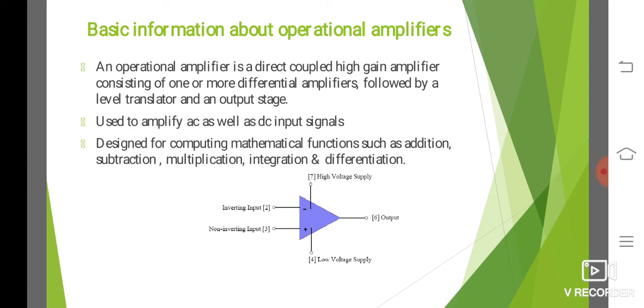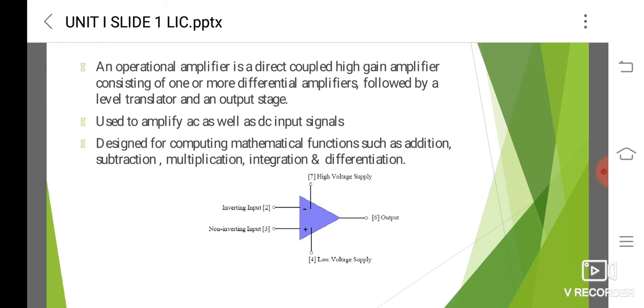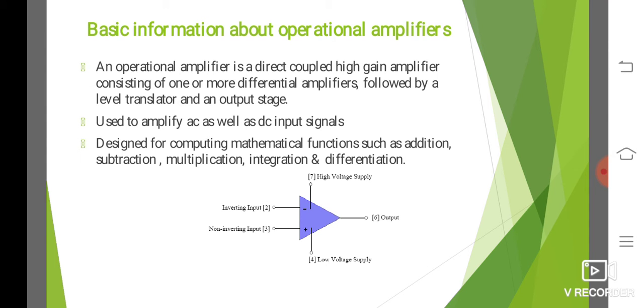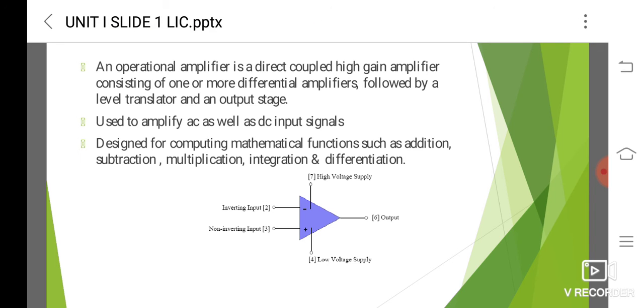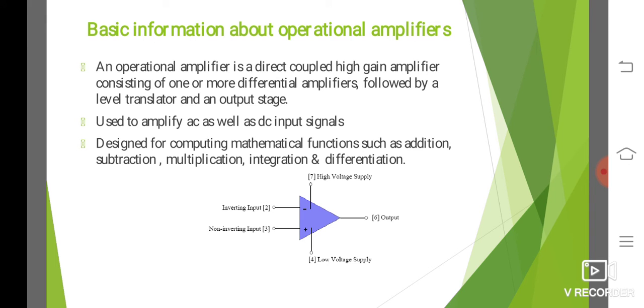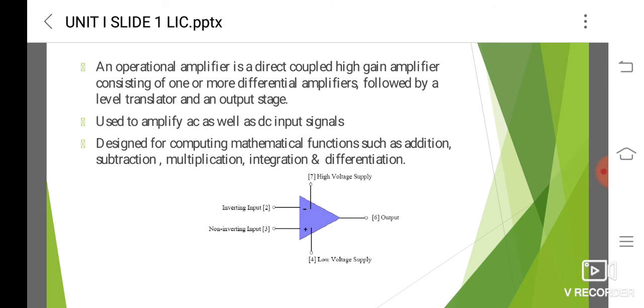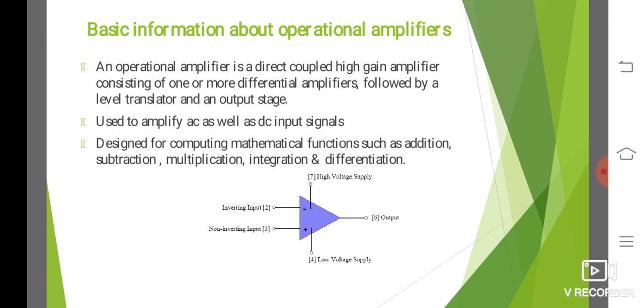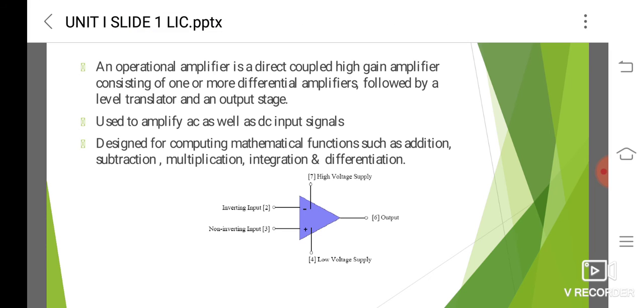Here, about the basic information of operational amplifiers: the operational amplifier is a direct coupled high gain amplifier which consists of one or more differential amplifiers followed by a level translator and an output stage. We all know that it can amplify both AC as well as DC input signals. Some applications of the operational amplifier are to perform mathematical functions such as addition, subtraction, multiplication, integration and differentiation.